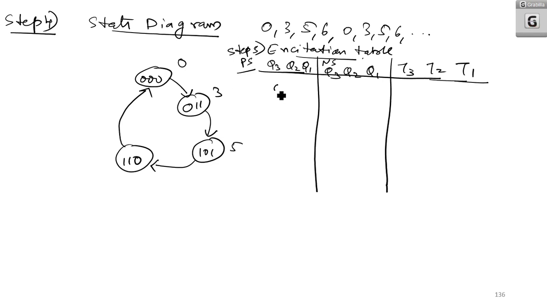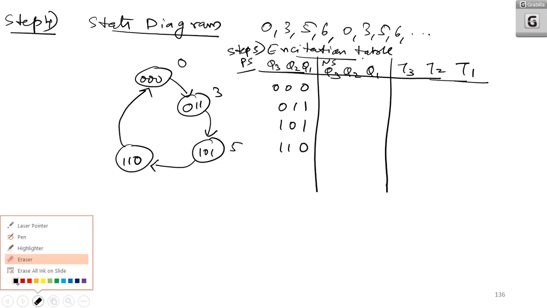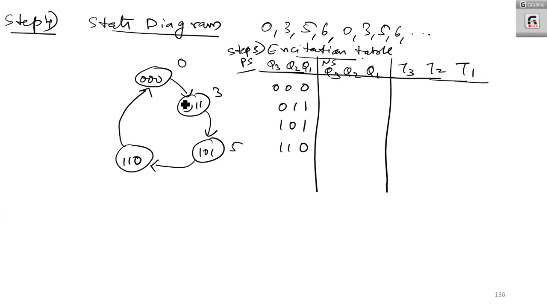So present state can be 0, 0, 0. Then 0, 1, 1. Then 1, 0, 1. 1, 1, 0 and 0, 0, 0. That is sufficient. Okay. Now coming into next state. If it is 0, 0, 0, next state is 0, 1, 1. Then if it is 0, 1, 1, next state is 1, 0, 1. If it is 1, 0, 1, next state is 1, 1, 0. If it is 1, 1, 0, next state is 0, 0, 0.